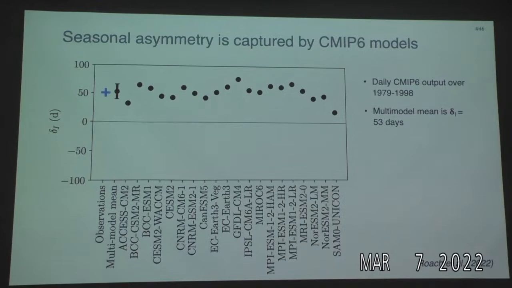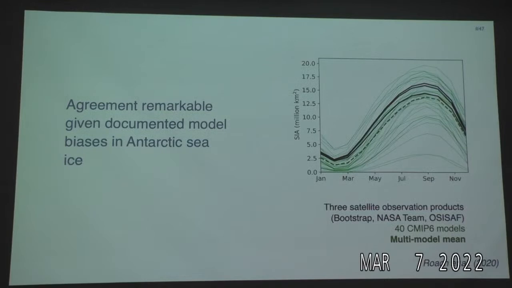And this was kind of our first clue in a way. We found this agreement really remarkable given the documented model biases in Antarctic sea ice. I showed some of these before, this really wide intermodel spread in many different properties of sea ice, including even just the mean values of the seasonal cycle. So it seemed really remarkable to us that these models were able to capture the asymmetry so consistently.